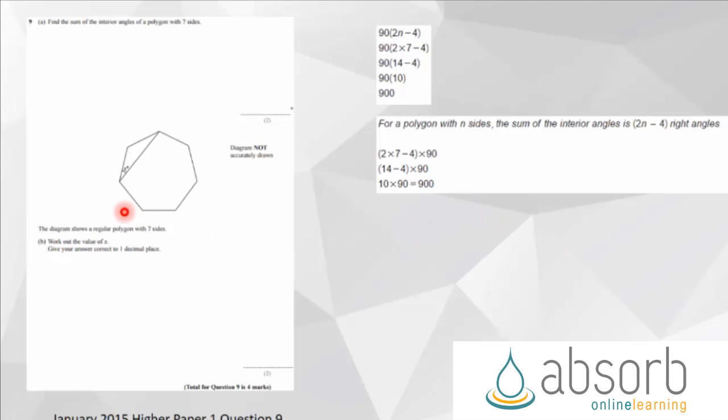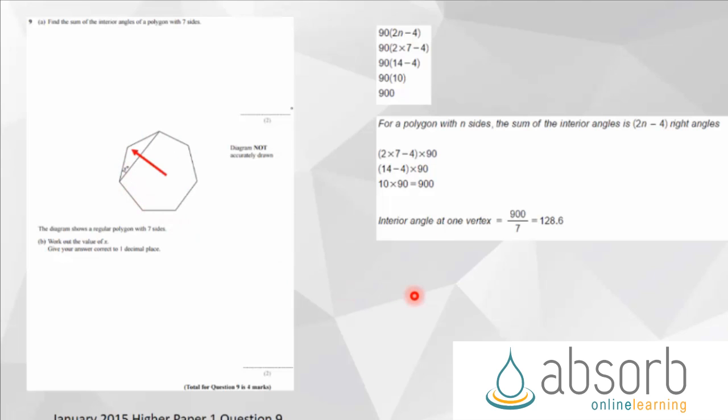Now, how many interior angles have we got? 1, 2, 3, 4, 5, 6, 7. So we just take the number of angles that we've got, and divide that into the total of the interior angles. We find that each angle has got a value of 128.6. So all of these angles are 128.6.